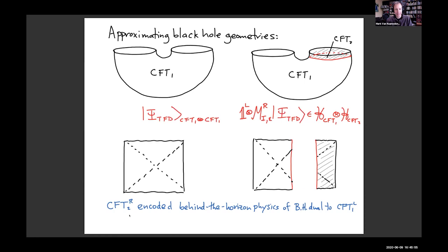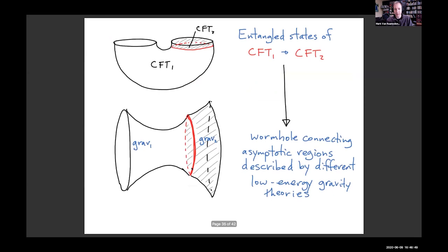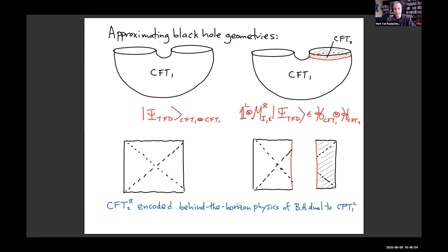This is interesting because now the part of the behind-the-horizon geometry dual to CFT1 is encoded in some other CFT. This is reminiscent of a puzzling feature of some recent discussions of evaporating black holes in AdS/CFT, where you have a holographic CFT coupled to an auxiliary system, and people have noted that the entanglement wedge of the auxiliary system can include some region behind the black hole horizon. This is puzzling because this auxiliary radiation system could be some completely different theory than the holographic CFT you start with. So how could that be describing some region of the same gravity theory? With this kind of construction, you could actually be describing the same gravity theory, but maybe somewhere in between there's this interface brane.